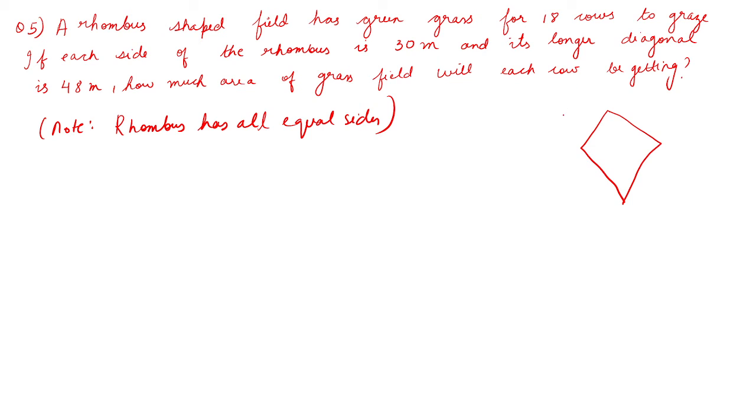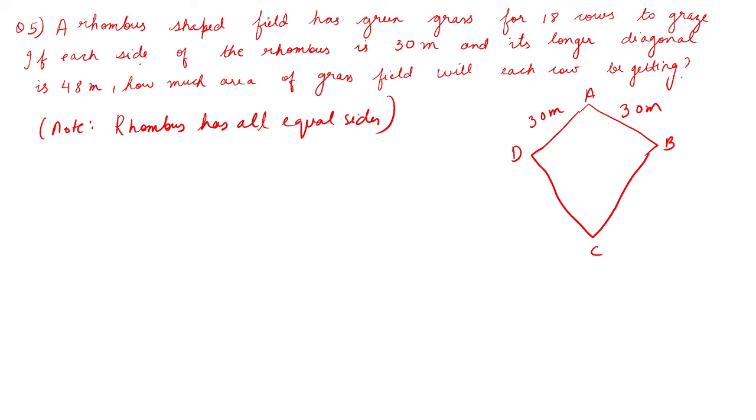So let me draw a better, bigger diagram. This is a rhombus, A, B, C, D. So they have given this as 30 meter. All the sides are the same. So they have given, if each side of the rhombus is 30 meter, so from here I can write 30 meter. Now, what have they given? Its longer diagonal is 48 meters.